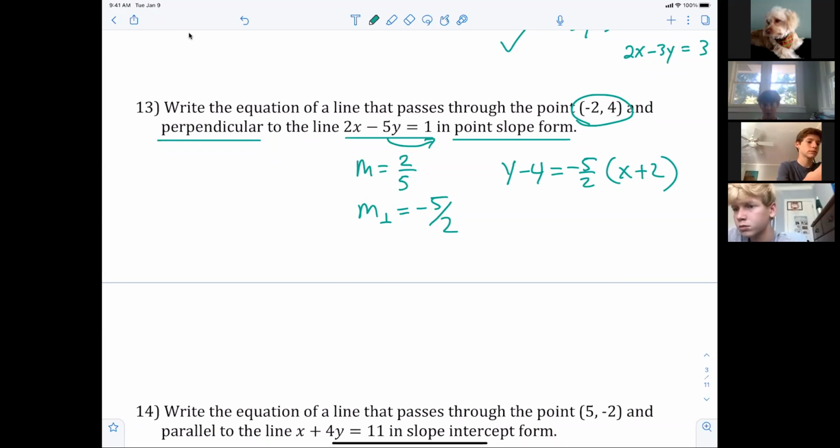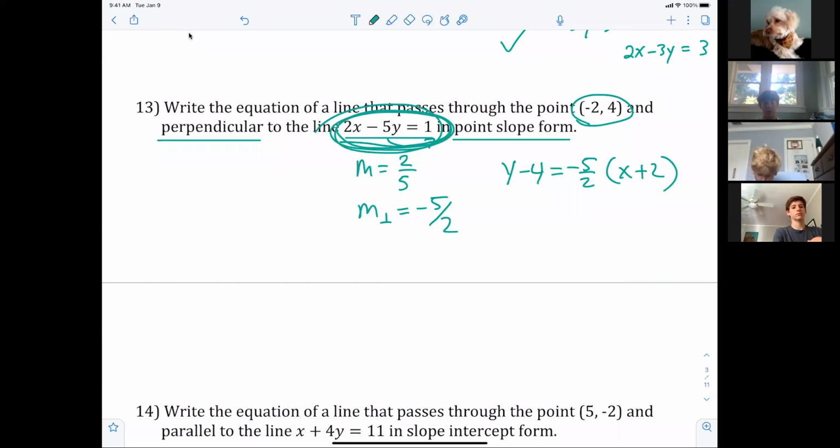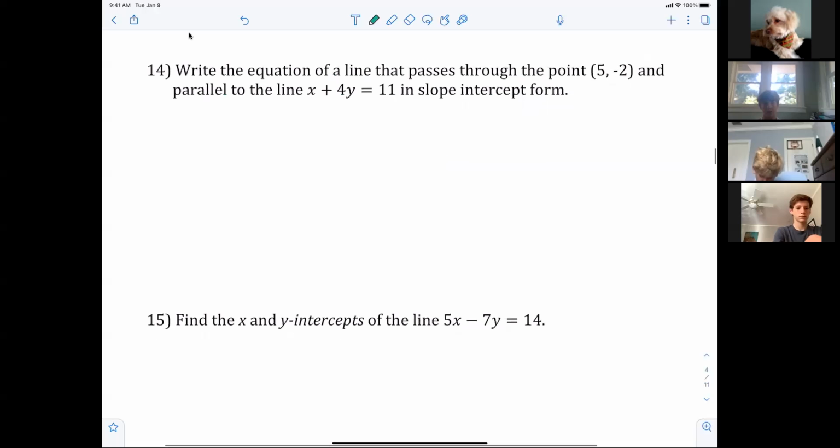Anybody have any issues? Yes. The y-intercept doesn't matter at all. Not in this point, not for this line, right? Because we're using that line to find the perpendicular. You agree with me? All right. 14, write the equation of the line that passes through this point parallel.